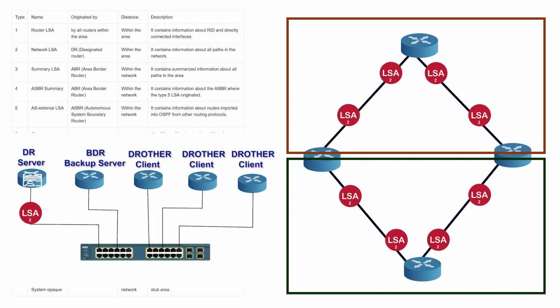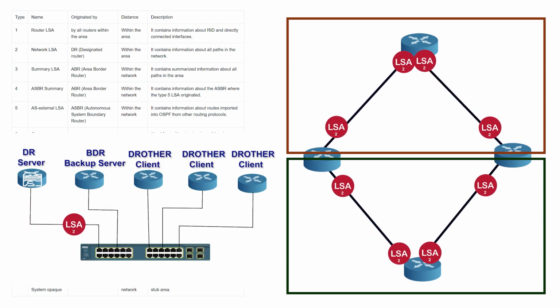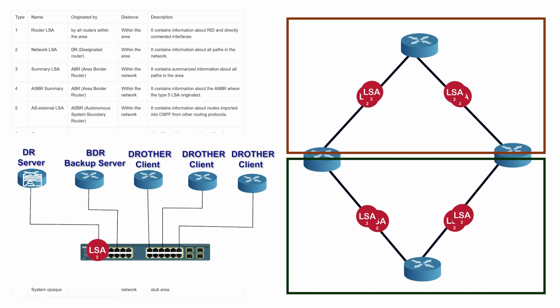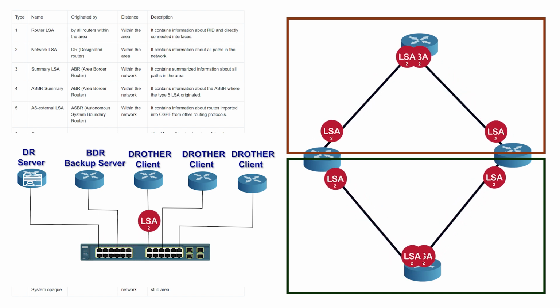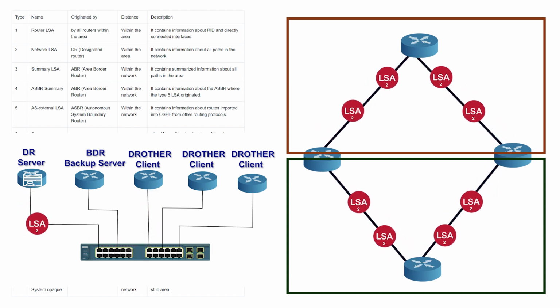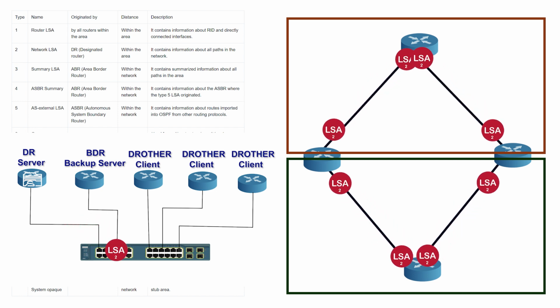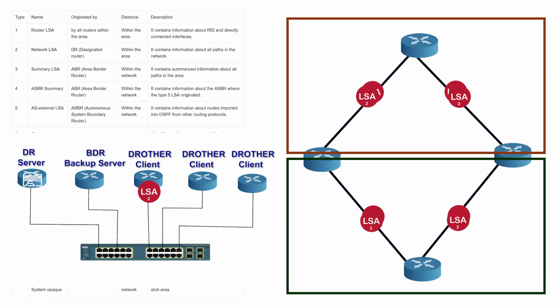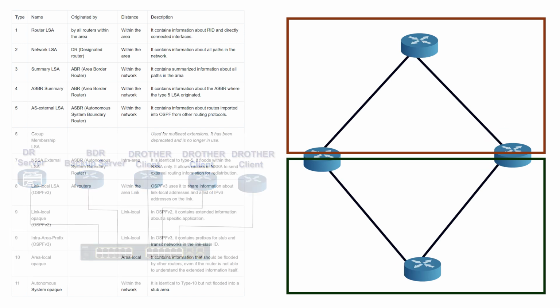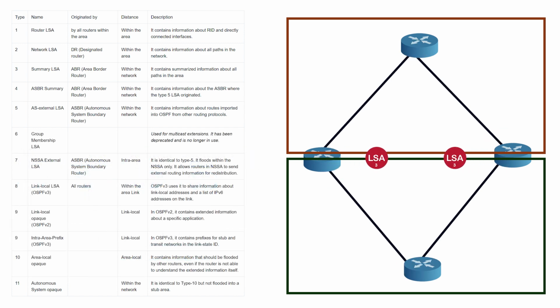An LSA Type 2 message is known as a network LSA. In an Ethernet broadcast environment, DR uses LSA Type 2 messages to share the routing information with the other routers. LSA Type 2 messages also do not cross the area boundary. They stay within the area. An LSA Type 3 message is known as the summary LSA. ABR routers use LSA Type 3 messages to exchange routing information with the other ABR routers.